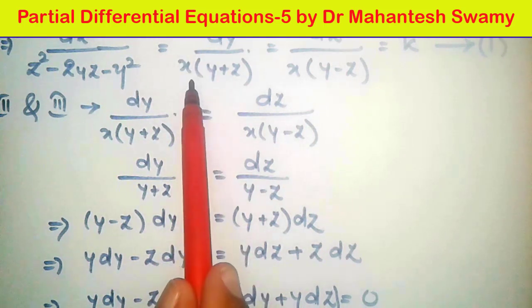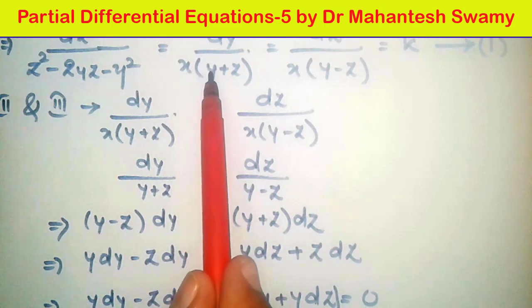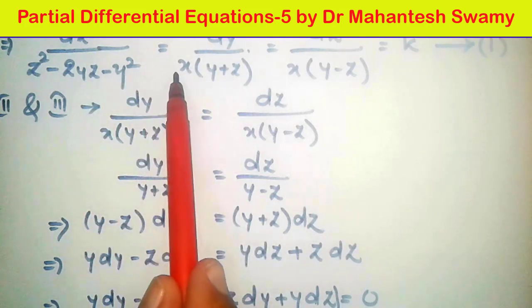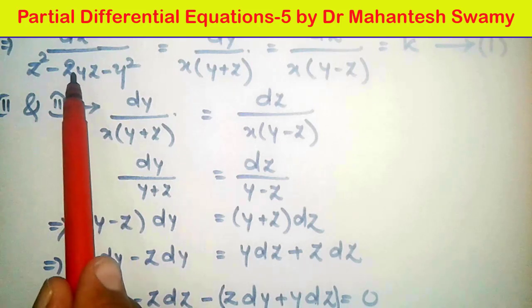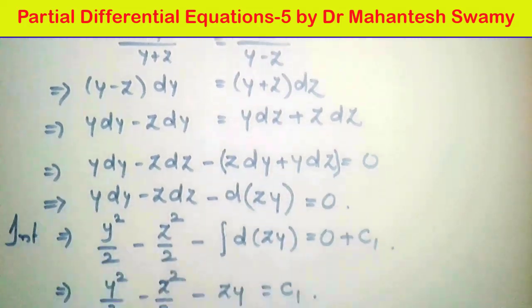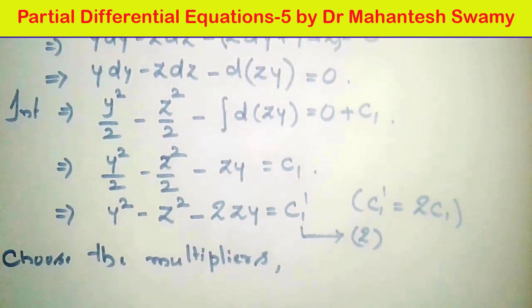If we use the multiplier y as the second, it will be plus xy square, so that cancels with this minus. So the multipliers will be comfortably x, y and z. So if we choose those multipliers, there is a chance of having 0 in the denominator.